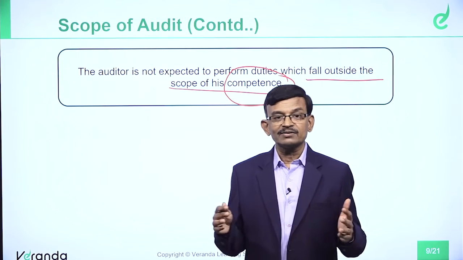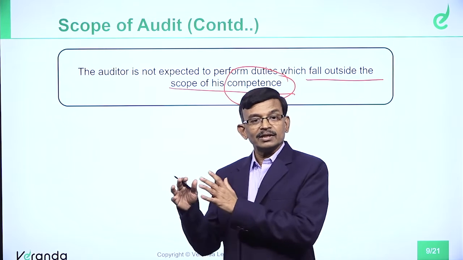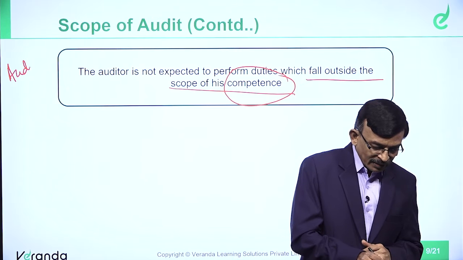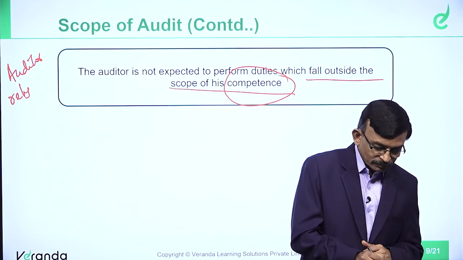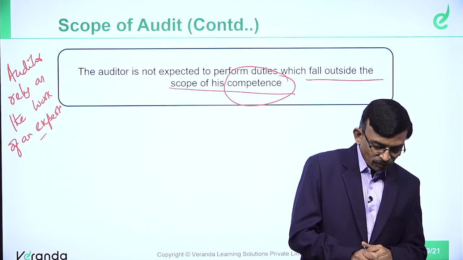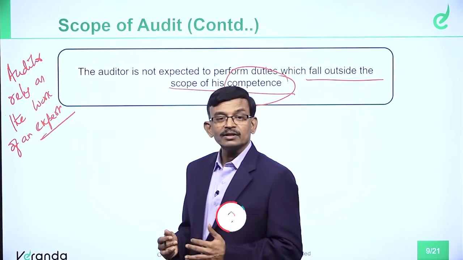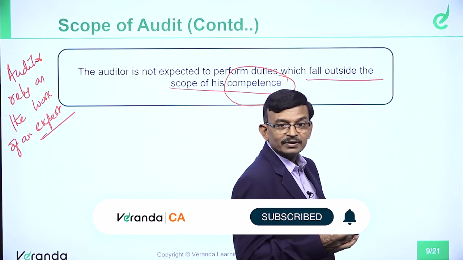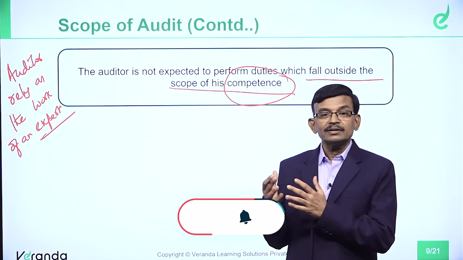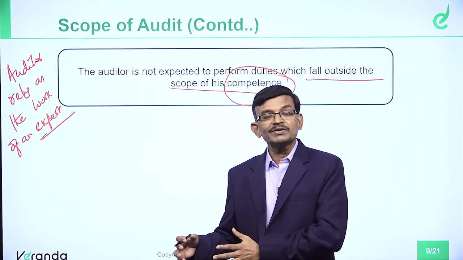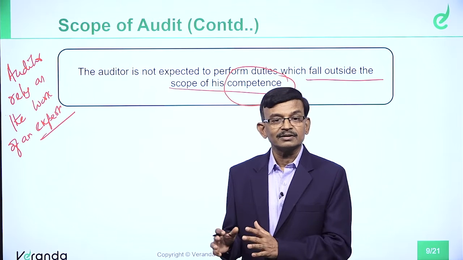At the same time, I cannot say that because I do not know the competence, I cannot say what the value of the stock is. What it says is the auditor can rely on the work of an expert. What does that mean? I don't know how to value diamonds, but I can ask a gemologist to value that diamond, get a report from the gemologist, and take that to judge whether the valuation put on the financial statement is reasonable or not. So, I can do that.